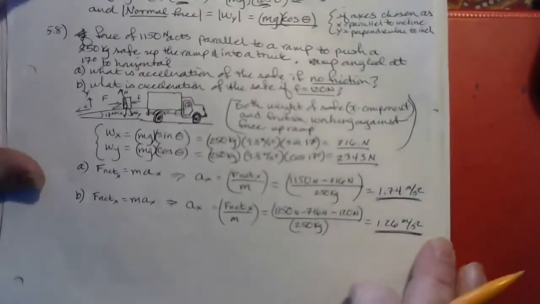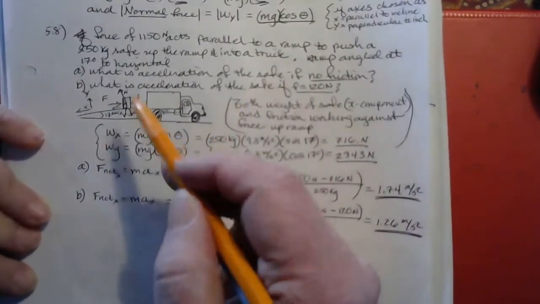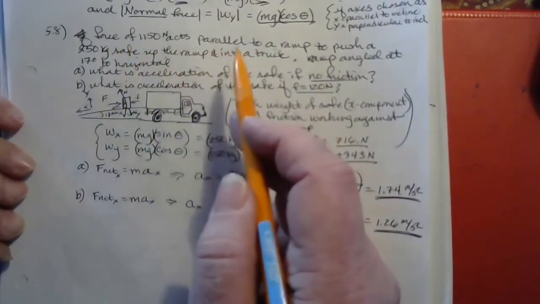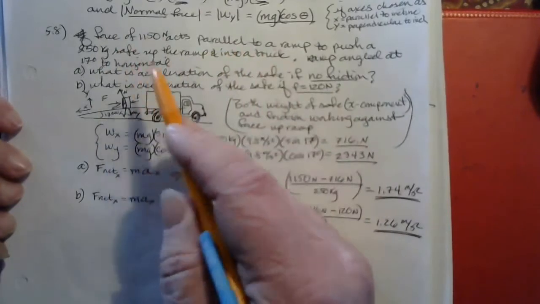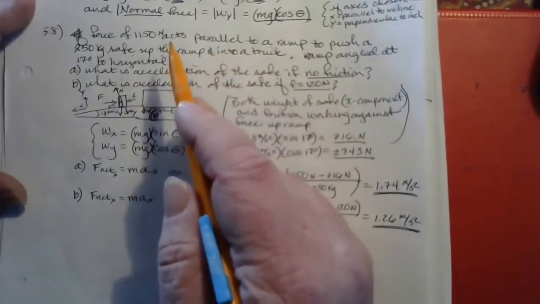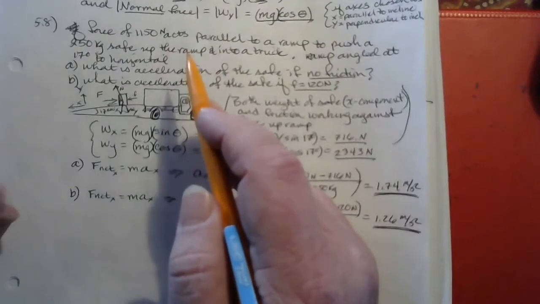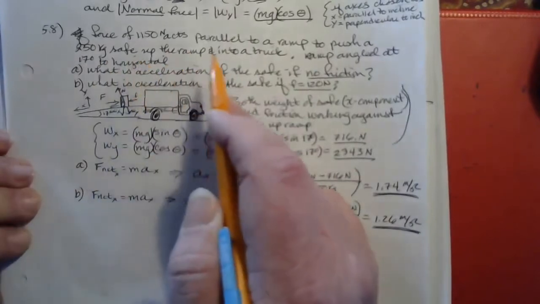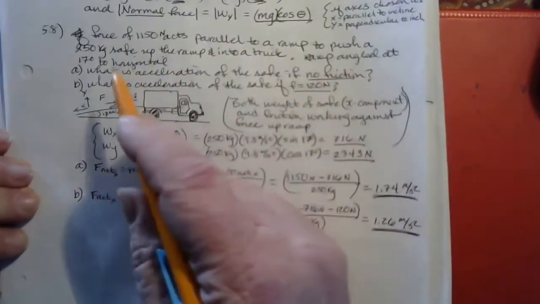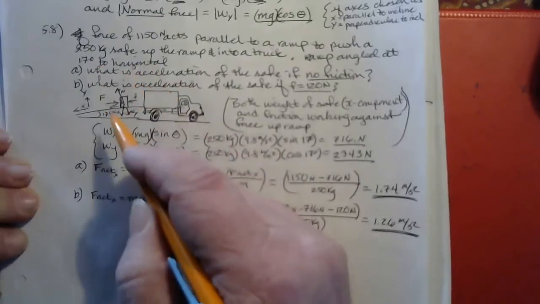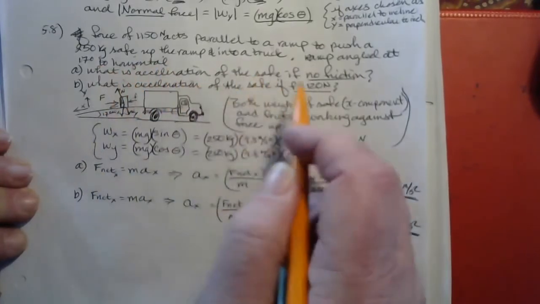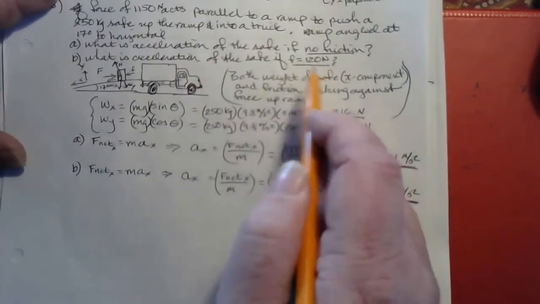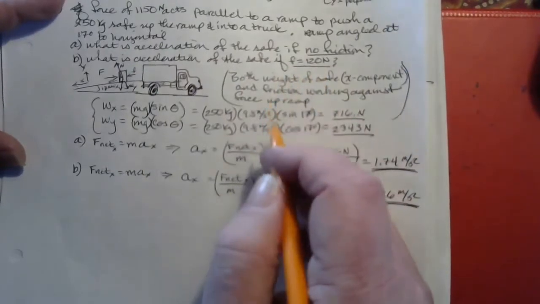Another example of something on an incline would be this example here, where you're using a force of 150 newtons basically to try to push a safe up a ramp. And the 150 newton force is being exerted parallel to the ramp in an upward direction to try to get the 250 kilogram safe into the truck. The angle of the ramp is 17 degrees to the horizontal. And so we're wondering, what is the acceleration of the safe if there's no friction? And what is the acceleration of the safe if friction is equal to 120 newtons?